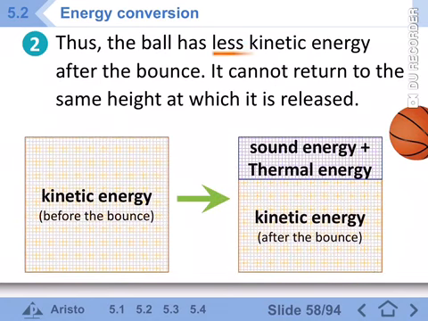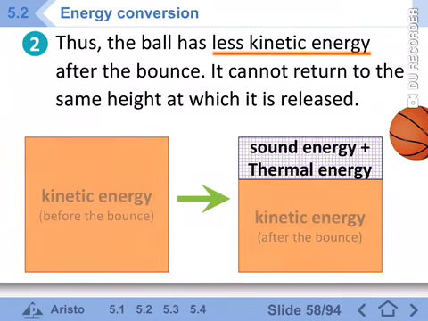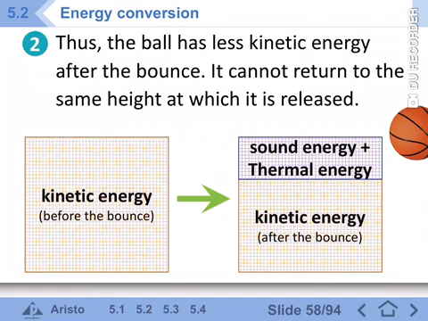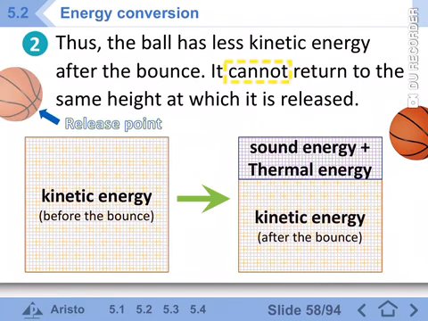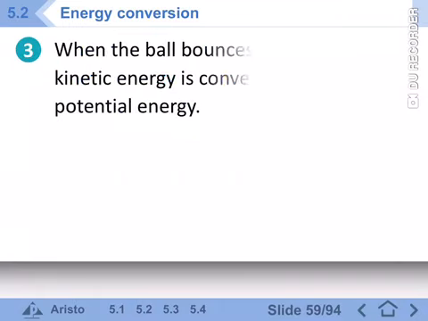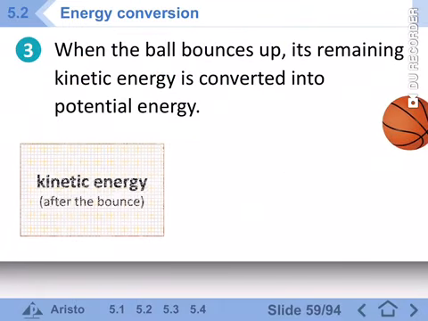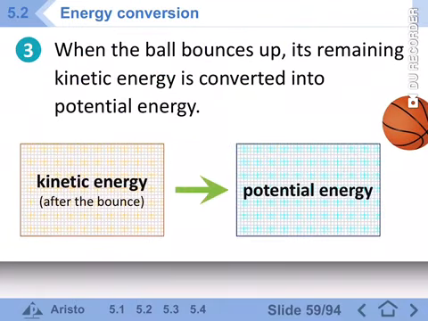Okay, so that's why in here you see that it will have less kinetic energy. That's the reason why in here the ball cannot reach the same height. Okay, so in here you see that it has less kinetic energy. The energy is being converted into sound and heat energy here, thermal energy. So that's why in here, when the kinetic energy is converted back to potential energy.